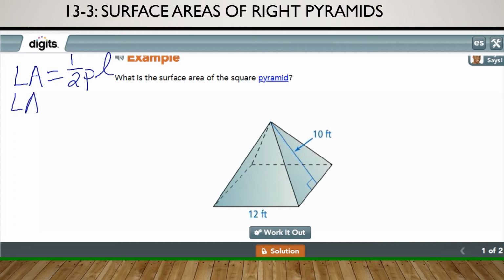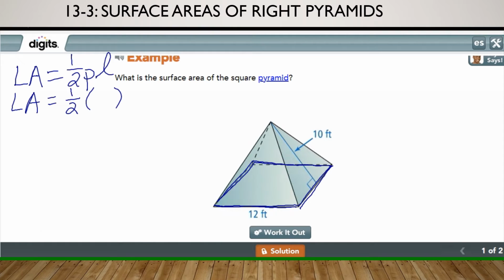Now remember, it's 1/2 because you're going to break those triangles into two and then you're going to turn it into a parallelogram. So we're going to take 1/2 of the base. So I'm going to bring down 1/2. Then the perimeter of the base. If we look here, this is a square. Remember, perimeter, you're just getting the distance around the entire shape.